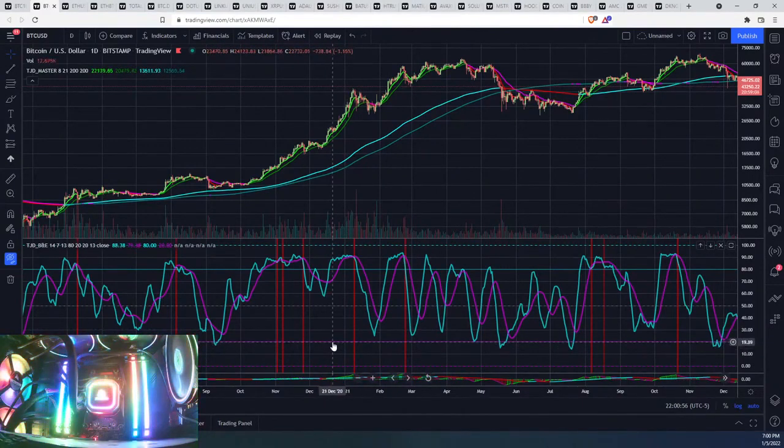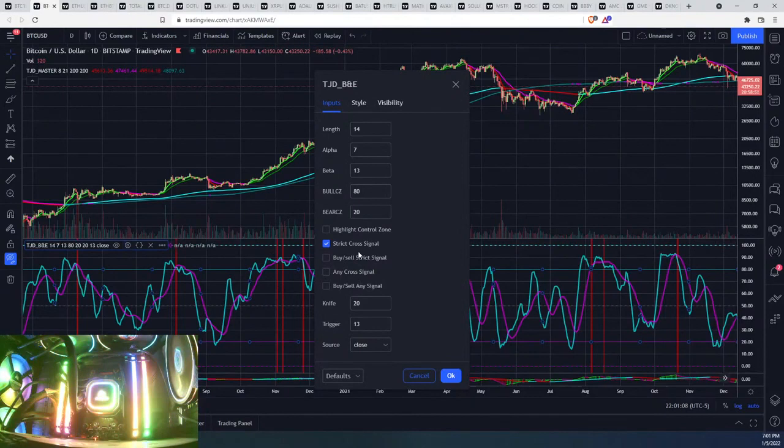So in this case, we have the bearish control zone at 20. If I was going to use this signal effectively to buy the dips, I would want to move the bearish control zone up higher. So for instance, I would probably put it somewhere around, say, 25 or 30. So I would go to either the bull CZ or the bear CZ, which is obviously control zone, and I would alter it up higher until I started getting signals that I like.